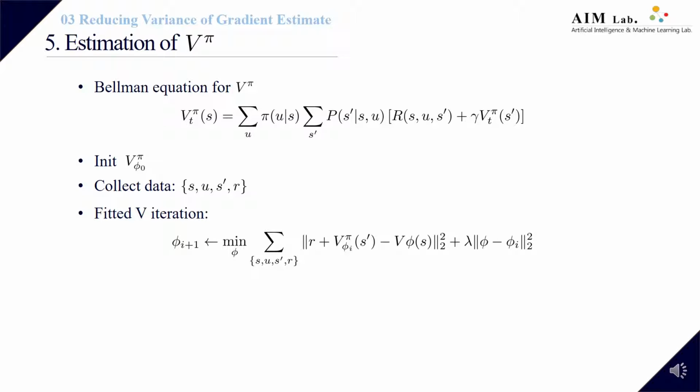And this is the second method. The Bellman equation for the value function is given as follows, which divides the value function from the current state into the immediate reward plus the value function afterwards. So, we set the target value to be the sum of the immediate reward plus the value function afterwards, and for each time step, we perform gradient descent to minimize the value function loss. This term with lambda is a regularization term for better results.